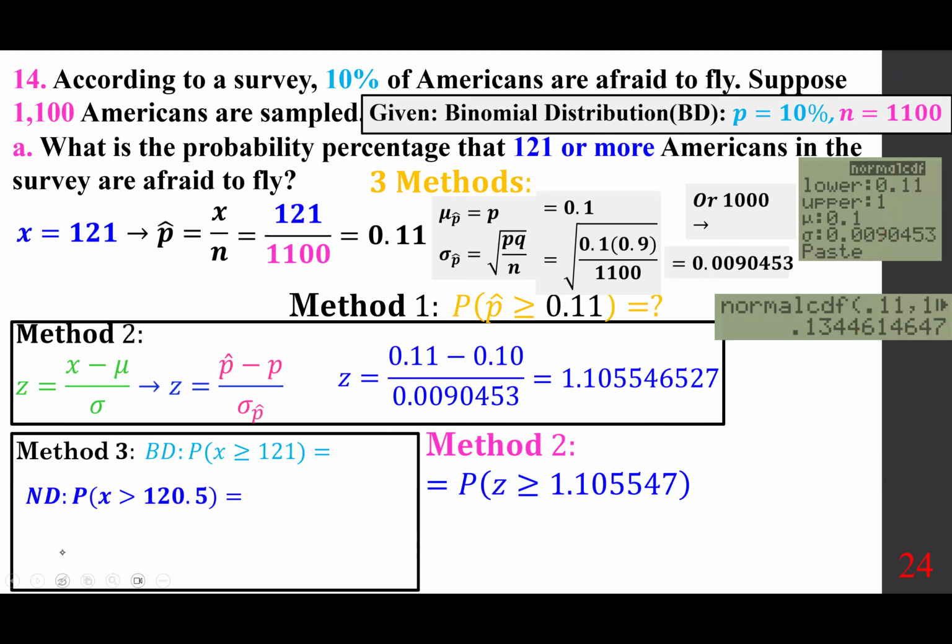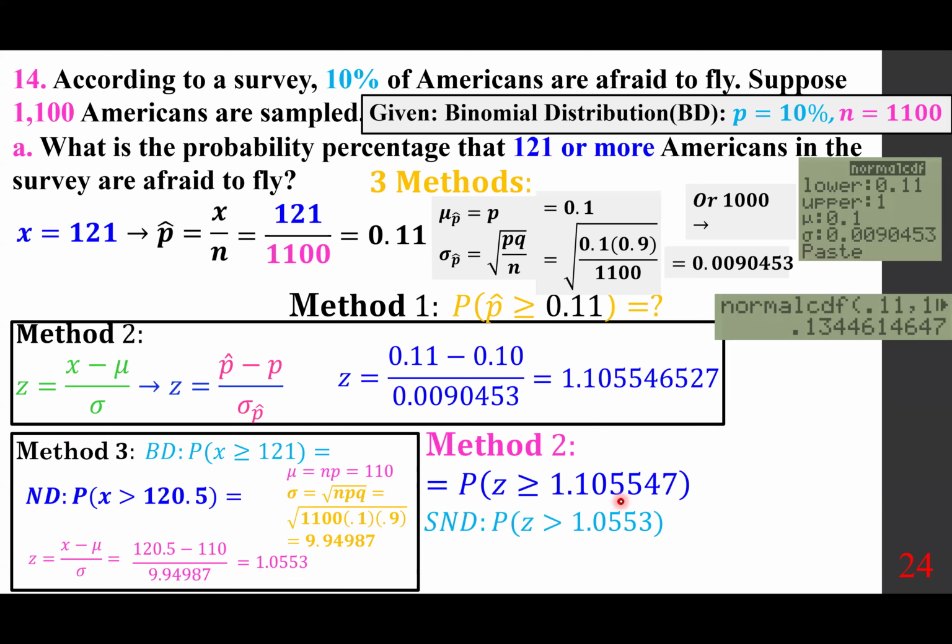Let me just erase my work. Z equals x minus mu over sigma, where x is 120.5. Mu is np, and sigma is square root of npq. We use that, and I hope you see that it becomes practically the same number as this one. Doesn't matter. Standard normal distribution. So from binomial distribution to normal distribution to standard normal distribution.